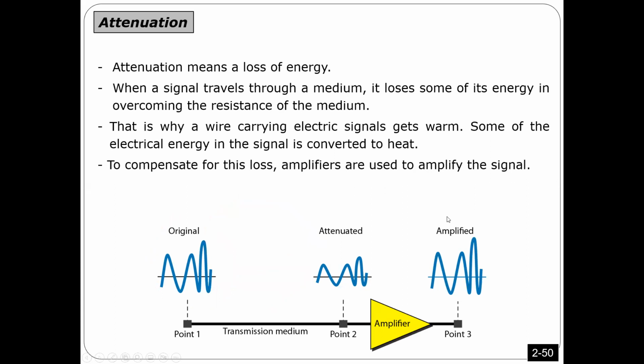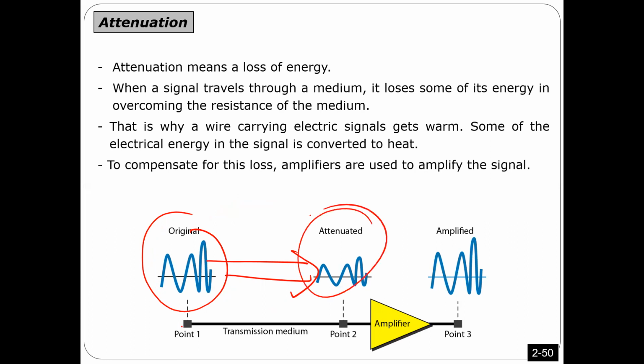What you should understand is that for a signal to propagate from one point to another point on the cable, the signal is going to be attenuated. Attenuated means there is no distortion, so the shape of the signal is the same, but the signal lost some energy in the resistance of the medium, in the form of heat, and that's something normal.